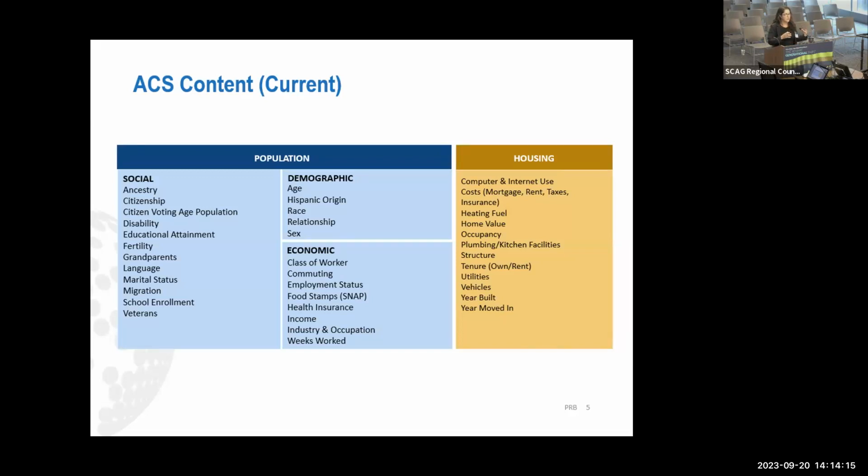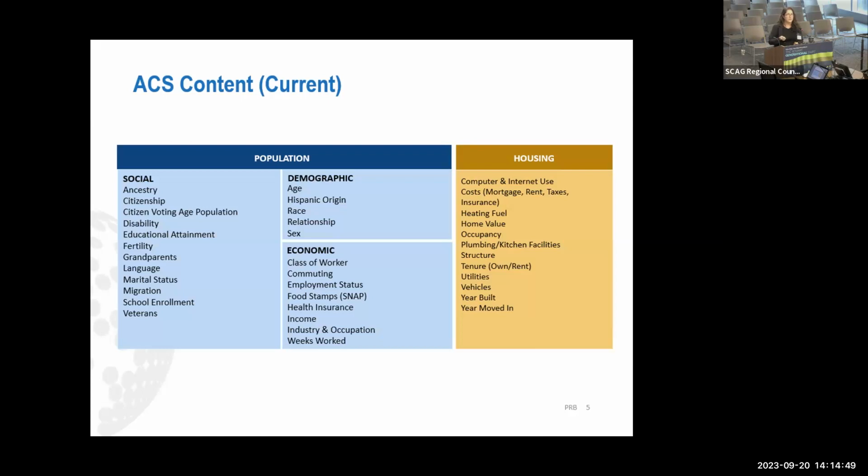Census data folks tend to think of the ACS in two big buckets. There are the population characteristics, and then there are the housing characteristics. A lot of the things that we saw earlier today about labor force, about home ownership, about race and ethnicity were drawn from things like the census and the ACS. So for population characteristics, it's everything from ancestry and citizenship to fertility, presence of grandparents in the household, school enrollment, and veteran status. For demographics, age, Hispanic origin, race, relationship to householder, and sex.